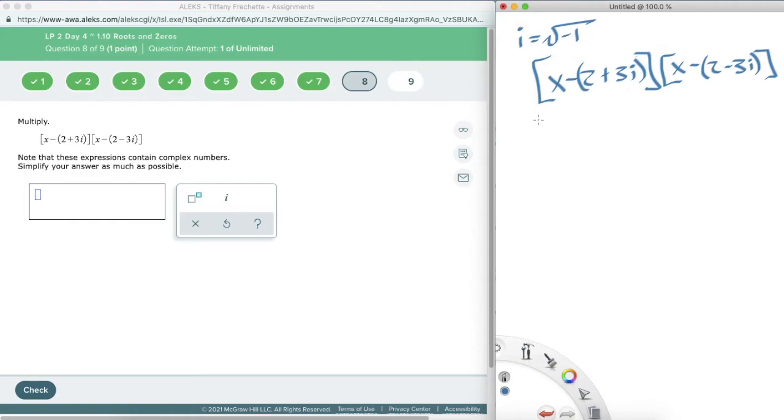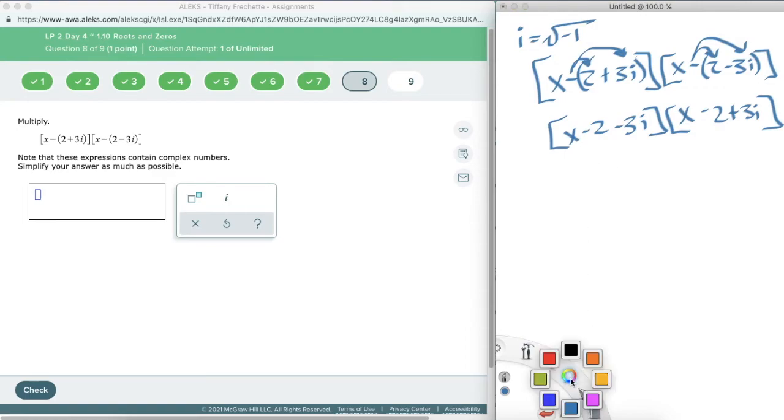All right. So we're going to reduce this a little bit, and I'm going to get rid of some of these parentheses. So I need to distribute this negative sign. The main thing here is negative 2 minus 3i and x. And I'm going to do the same thing here: minus 2 plus 3i, like that. Okay. So we want to start multiplying.